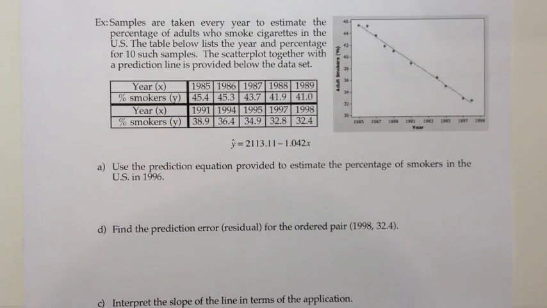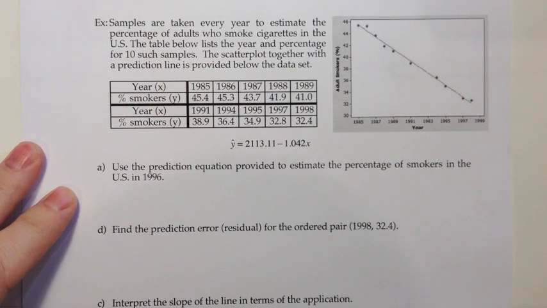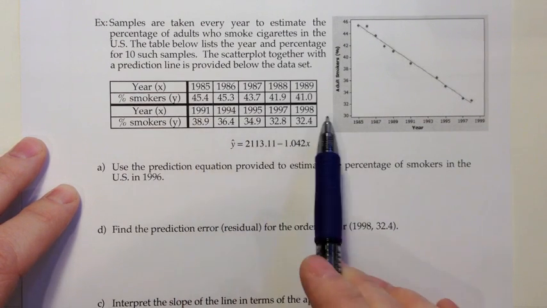I'm going to finish up this section by looking at an example where our data is not perfectly linear. Let's go ahead and read through that. Samples are taken every year to estimate the percentage of adults who smoke cigarettes in the U.S. The table below lists the year and percentage for 10 such samples. The scatter plot, together with a prediction line, is provided below the data set. So they've given us the years 1985 through 1998.